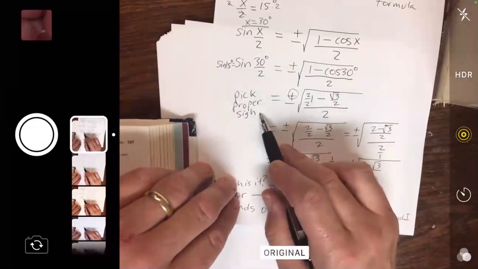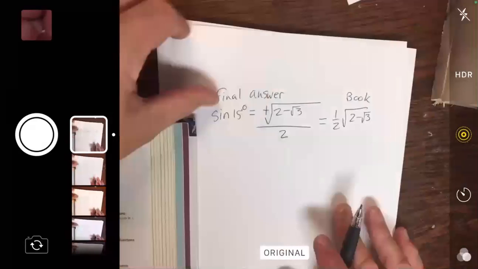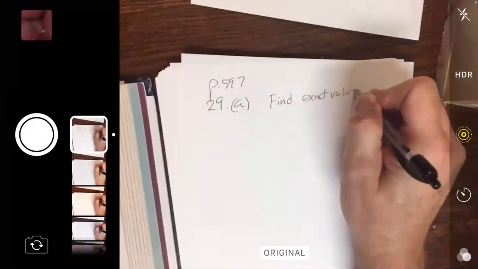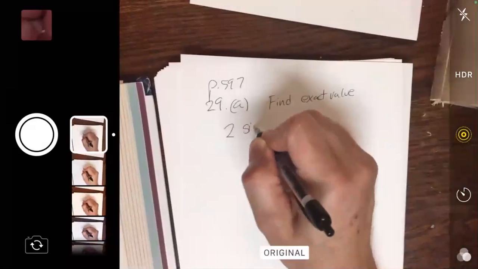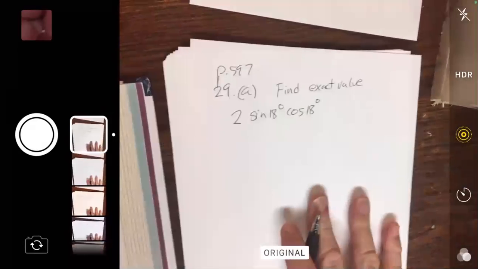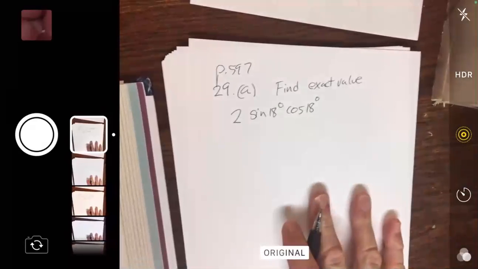All right, 8.4.2. Let's see, further down the page, 29, part A: find the exact value or simplify 2 sine 18 degrees cosine 18 degrees. Well, it's kind of using the double angle formula backwards.